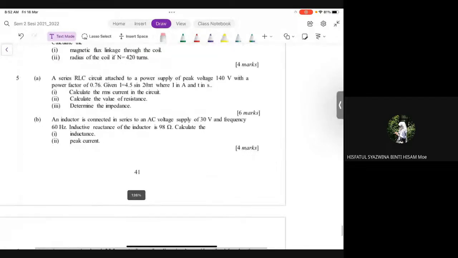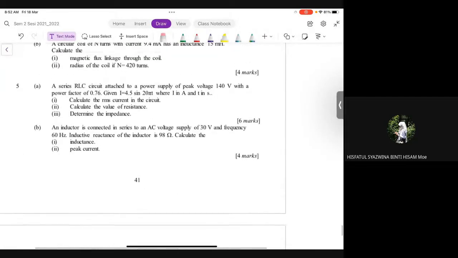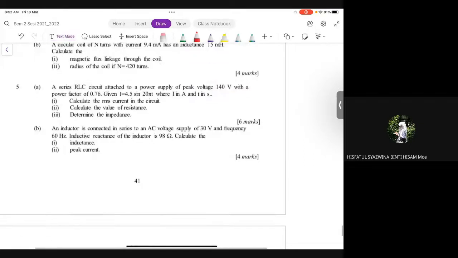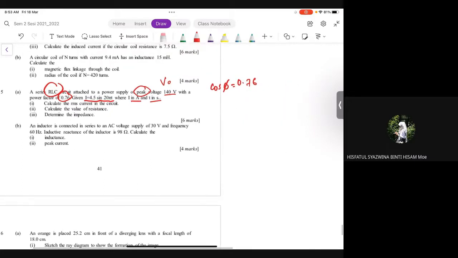Okay. So dia bagi RLC circuit. So ini adalah case RLC circuit. Dia bagi power supply peak. Ini V0. With a power factor cos phi 0.76. Given formula ni, where I in ampere, T in second. Calculate I RMS. So apa first kali kita buat, kita akan tulis balik yang ini general lah equation.